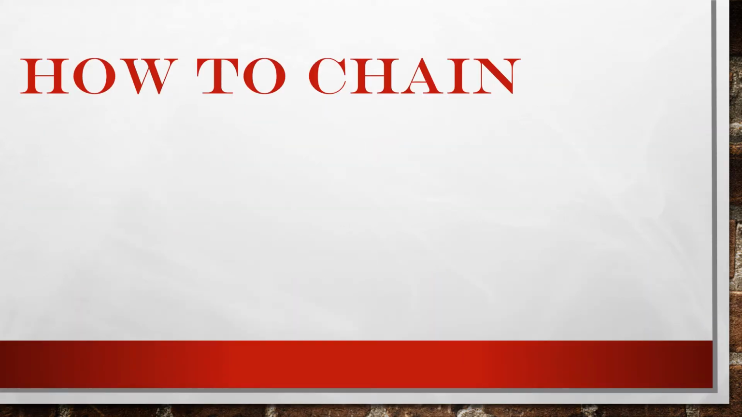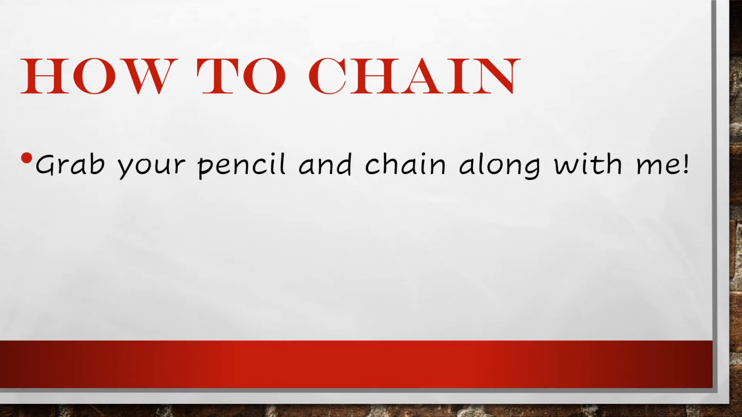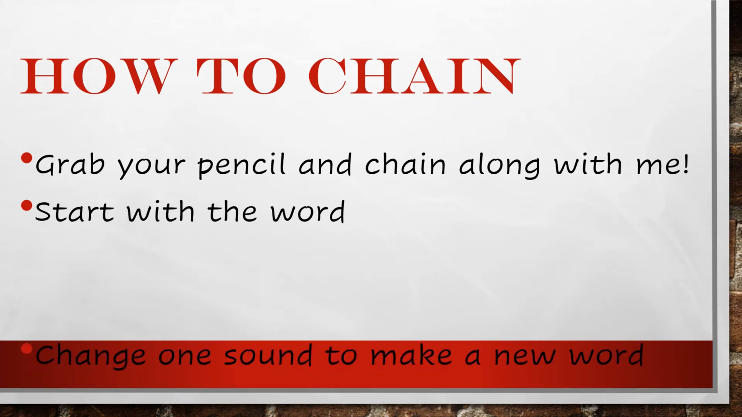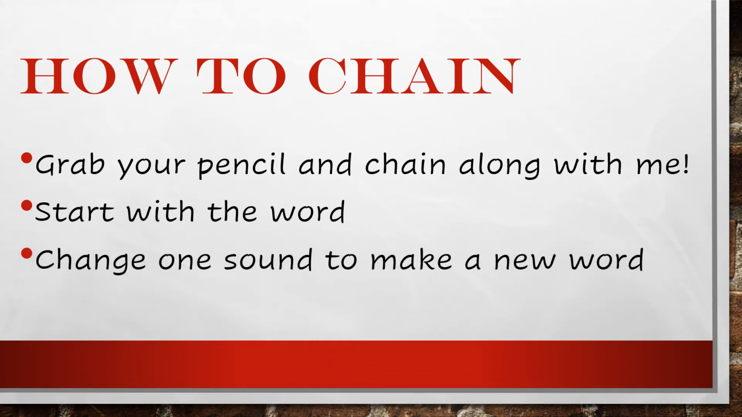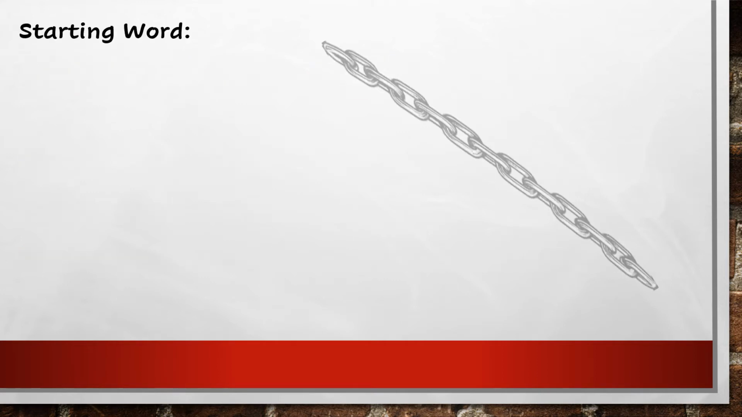How to chain, in case you forgot. You're going to grab your pencil and your paper. You're going to start with the first word I give you, and you're going to change a sound to make a brand new word, the next word that I say. Our first chain is going to start with the word oil. You can go ahead and write the word oil on your paper.